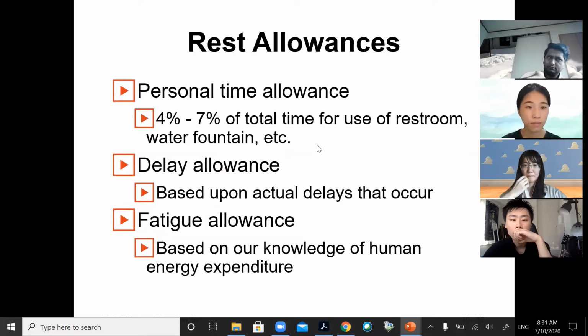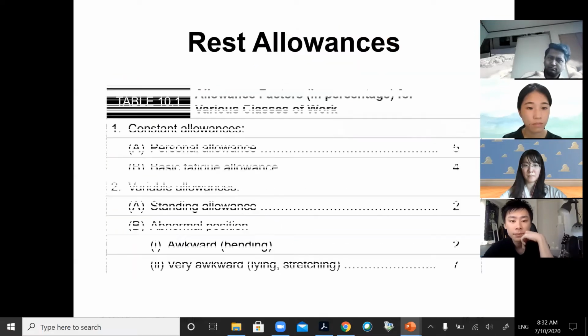Now, this is actually allowances. Allowances are given for work depending on the work. Depending on the work, there is a personal time allowance, delay allowance, and fatigue allowance. There are standards for all of this, and also company policies. So companies will decide the amount of allowance given, right?